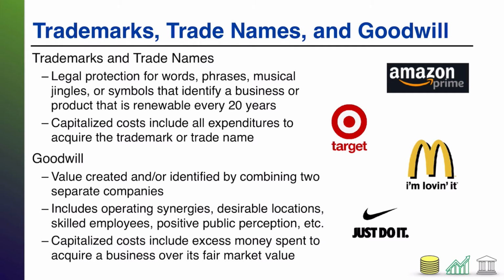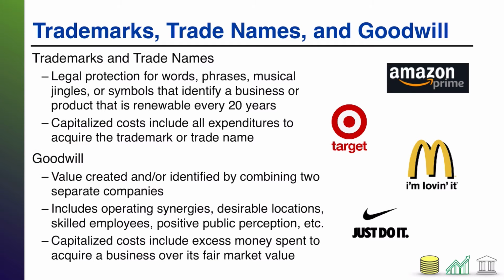Trademarks and trade names are protections to give you exclusive right to these symbols, jingles, words. And they have a 20-year lifespan, but they are renewable every 20 years. So you can continue to renew that trademark and to have that protection indefinitely as long as you remember to file your paperwork every 20 years. Your capitalized costs include all expenditures to, if you bought it, acquire the trademark or the trade name. Okay, that brings us to goodwill.